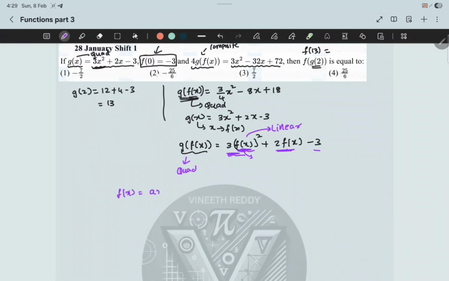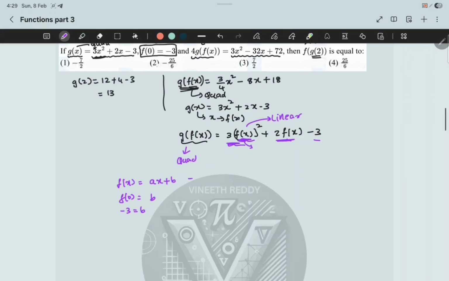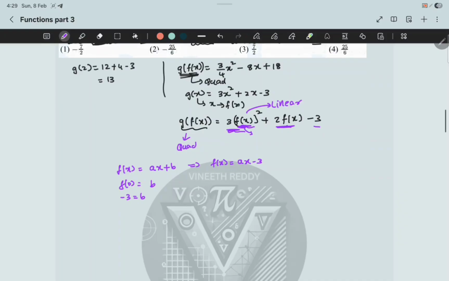So f of x should be a linear function, so let us take it as ax plus b. That means f of 0 is minus 3, so let us replace x with 0, so we get b. So minus 3 is equals to b. That means f of x is basically ax minus 3. So now left hand side is g of f of x. Let us solve this equation.